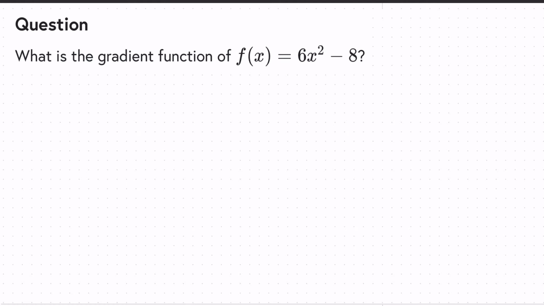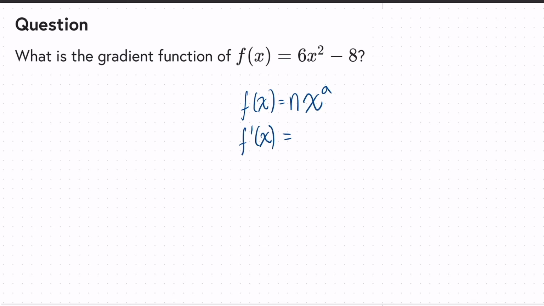Now the gradient function is found by taking the derivative of the function to begin with. So what does that mean? Well, that means if I have something in the form nx to the power of a, and this is f of x. We're differentiating with respect to x, and there's a bunch of different ways that you can write this. But because we're given this as a function, I'm going to write it like this.